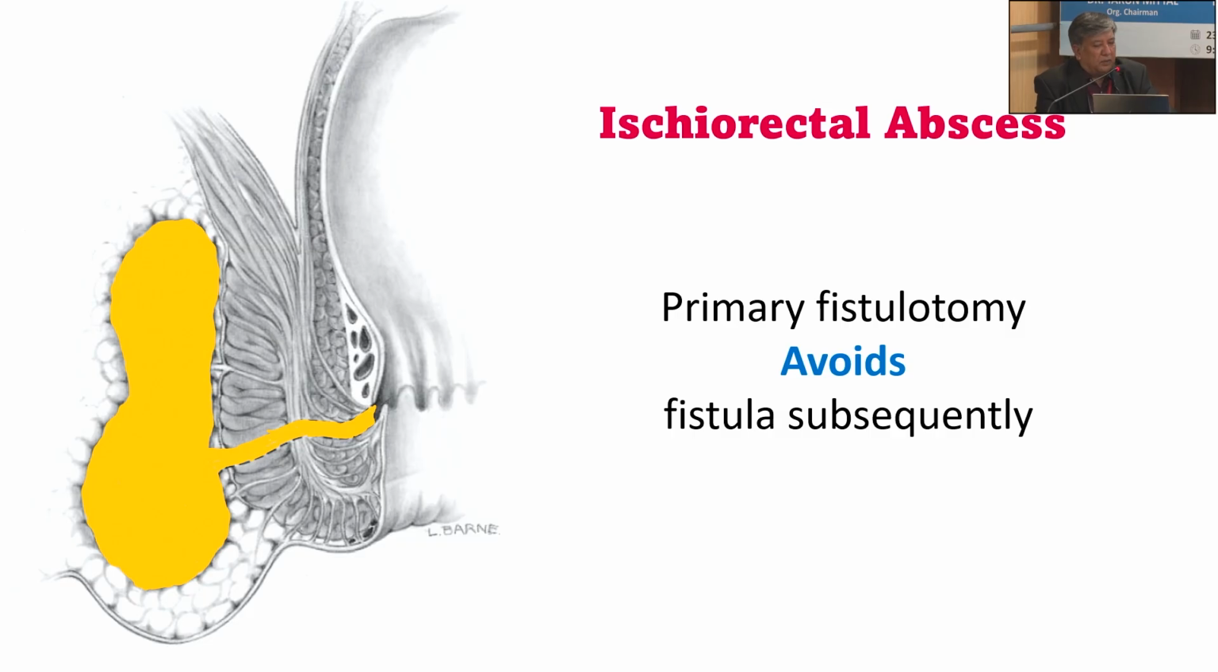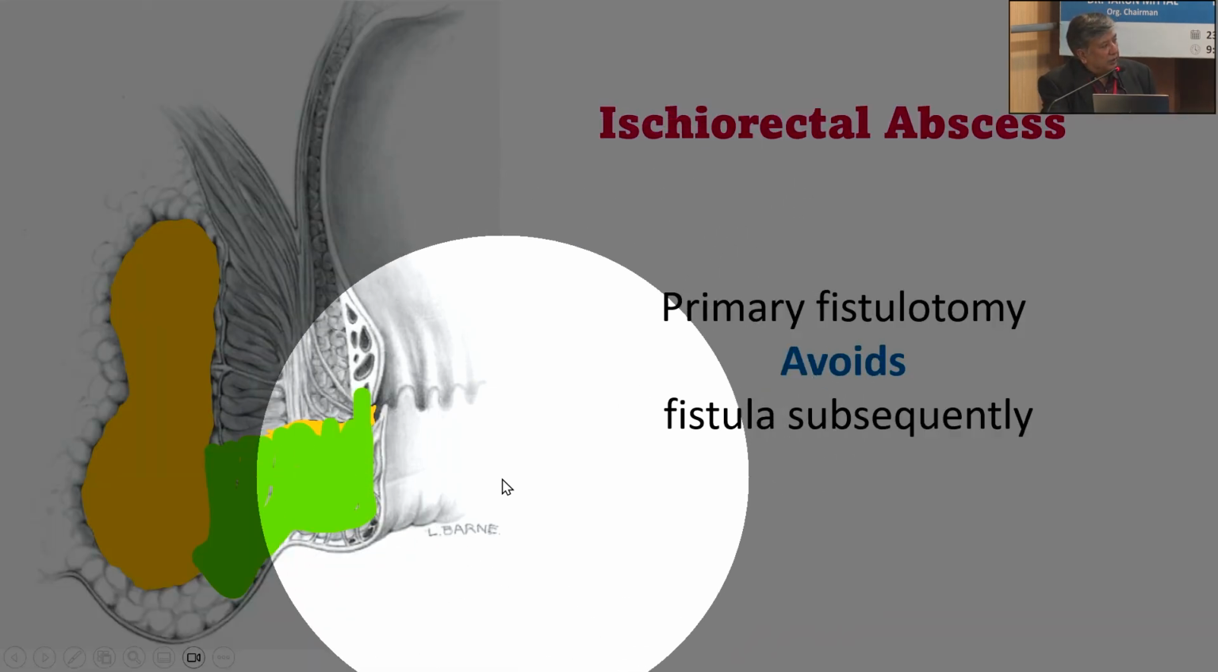Ischiorectal abscess, primary fistulotomy avoids a subsequent fistula. So you have done it, you've cut down, and you opened this. You don't need to make a big incision, just that much, and curette everything else. The abscess in the ischiorectal fossa is just the collection point. There is no infection there. It's just collecting there. The problem is here.